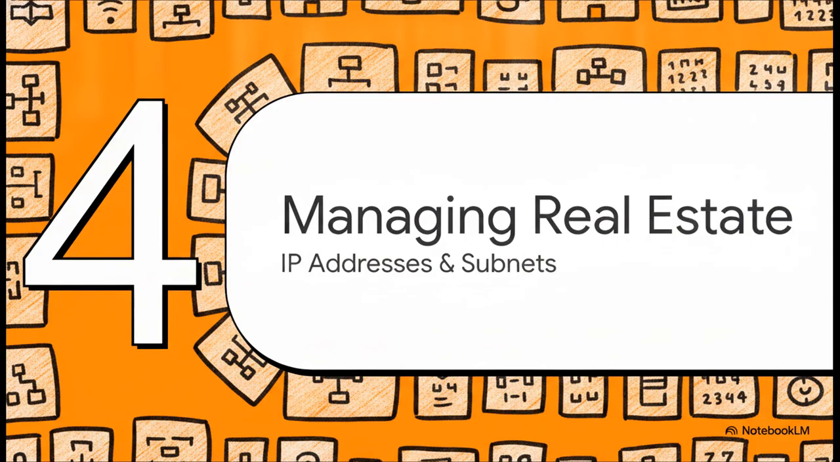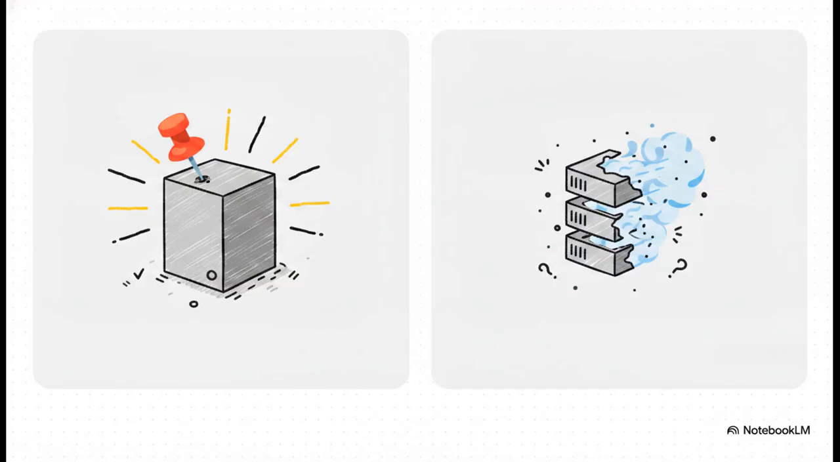Next up, part 4, managing the real estate, diving into IP addresses and subnets. Moving down to the foundational level of our cloud architecture, let's actually revisit our panicked CEO's scenario from earlier. Remember how the VM restarted and suddenly users couldn't access the website at all? Why did that happen? Well, it's almost certainly because someone assigned an ephemeral IP address.